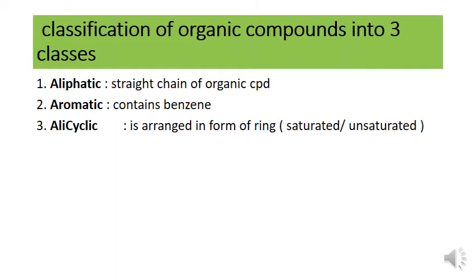Classification: organic compounds are classified into three classes. Aliphatic, which is a straight chain of organic compounds. Aromatic, which contains benzene. Cyclic, which is arranged in the form of a ring. Saturated and unsaturated: you know, saturated has single bonds, whereas unsaturated has double bonds. This is an alkane, this is an alkane.